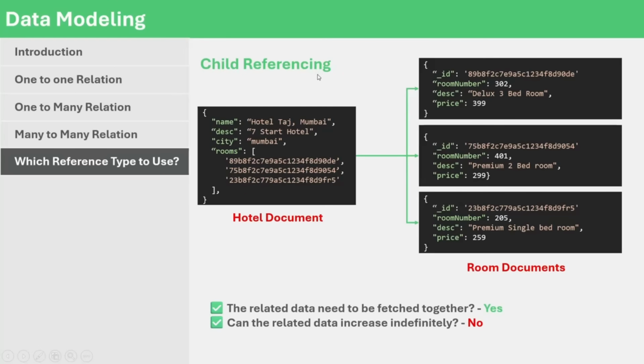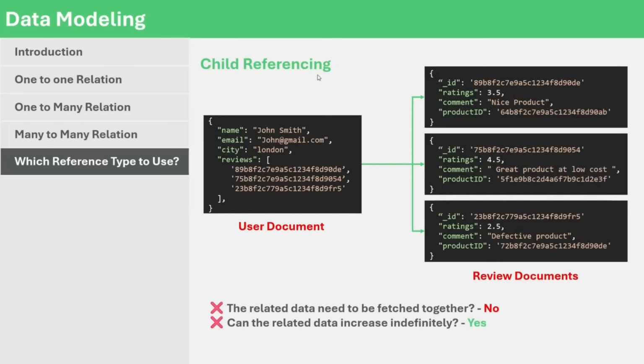Now let's take another example. So again, here I'm taking the example of a user document and a review document. Here, again, I'm using child referencing. So in the user document, I'm storing a reference of all the related review documents. Now here, we should not go with child referencing. Why? First of all, the related data, in this case the reviews data, need not be fetched together with the data of the parent entity. So when I'm going to fetch the details of the user, with that, I'm not interested in fetching the reviews.